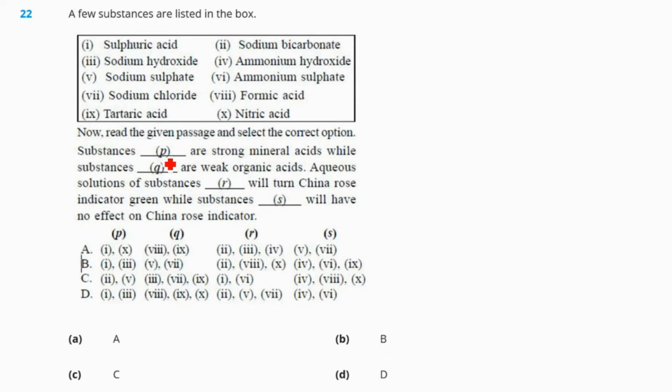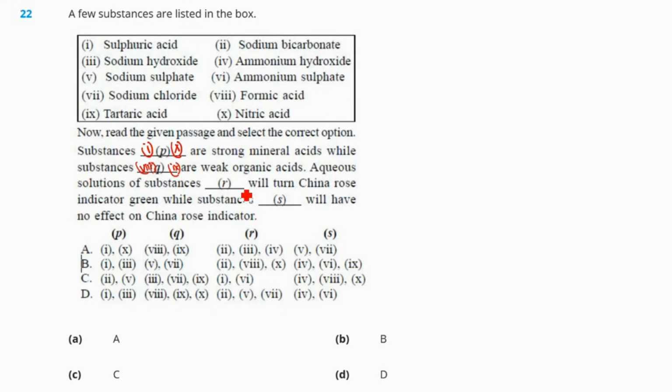Substance P are strong mineral acids. Which are strong mineral acids? Sulfuric acid, let me write here. Sulfuric acid is a strong mineral acid. Nitric acid is a strong mineral acid. 1 and 10. While substance Q are weak organic acids. Formic acid, this is 8, and tartaric acid, 9.